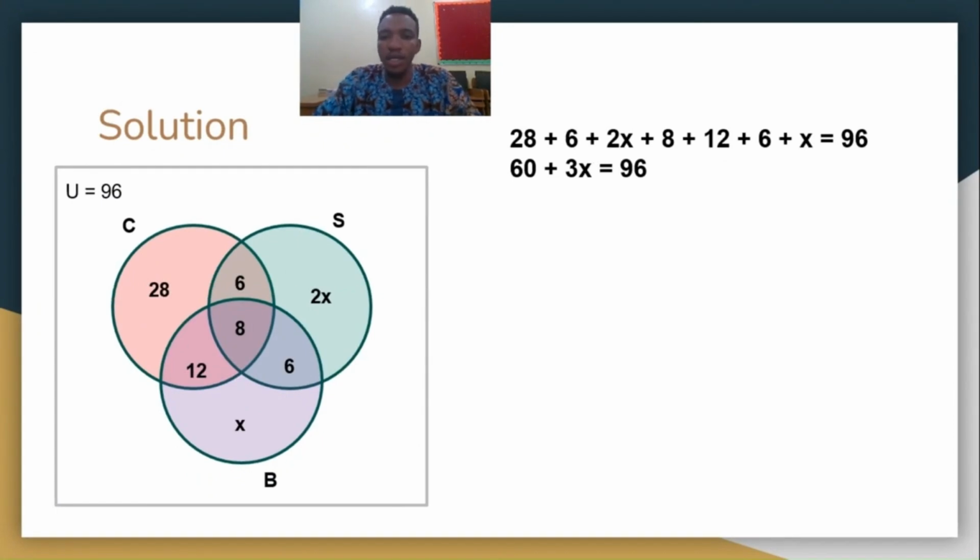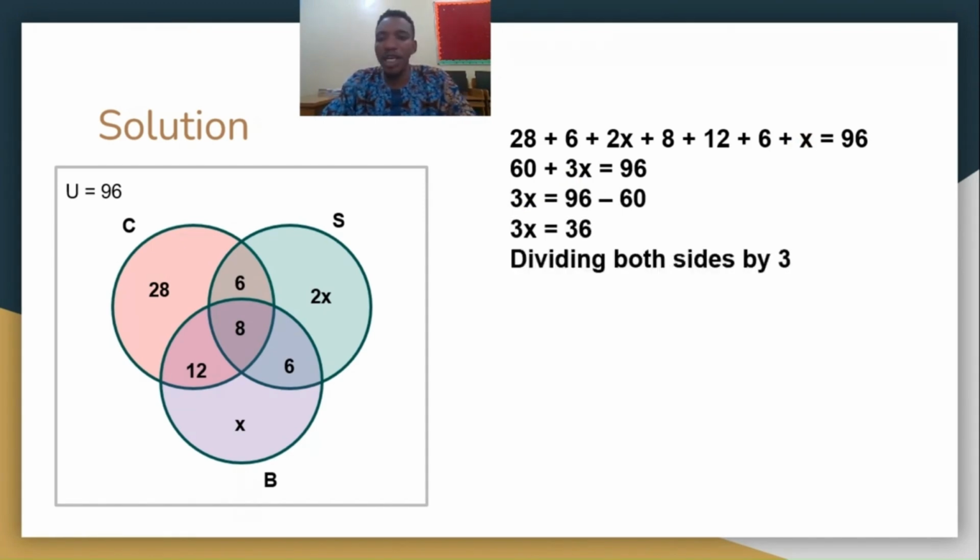So from here, if you add up all these numbers, you're going to get 60. 2x plus x gives 3x. So 60 plus 3x equals 96. 3x equals 96 minus 60. 3x equals 36. Dividing both sides by 3, x equals what? 12. So we've done that. That makes perfect sense.